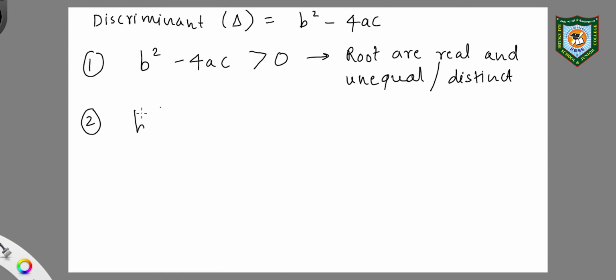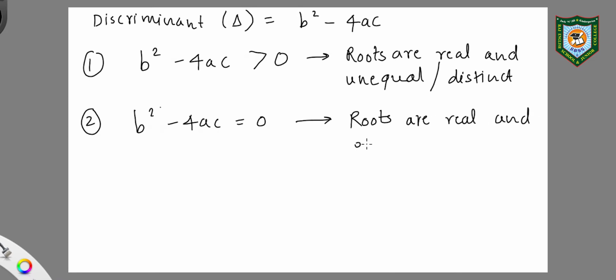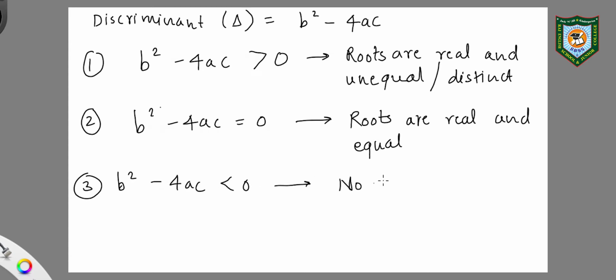Our second case is b square minus 4ac is equals to 0. This gives me roots that are real and equal. That means both the roots are going to be equal. And my third case, when b square minus 4ac is less than 0, then I'll have no real roots, as the square root of a negative number does not yield a real root.